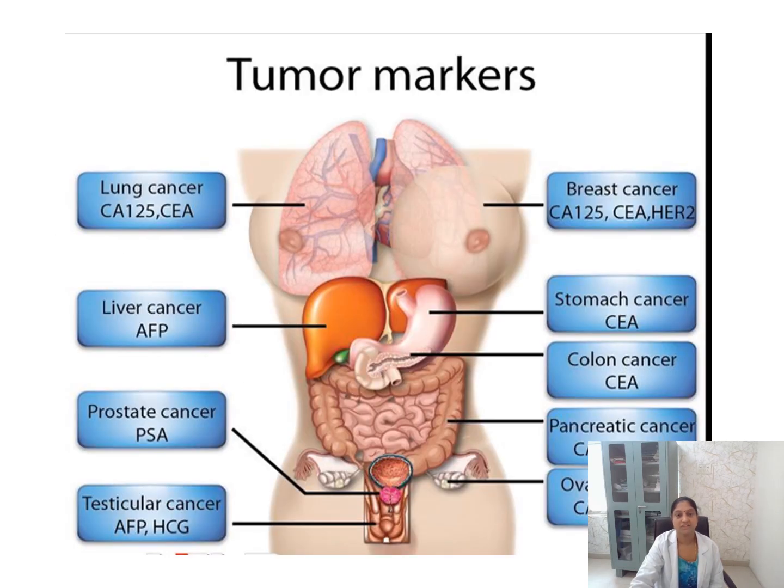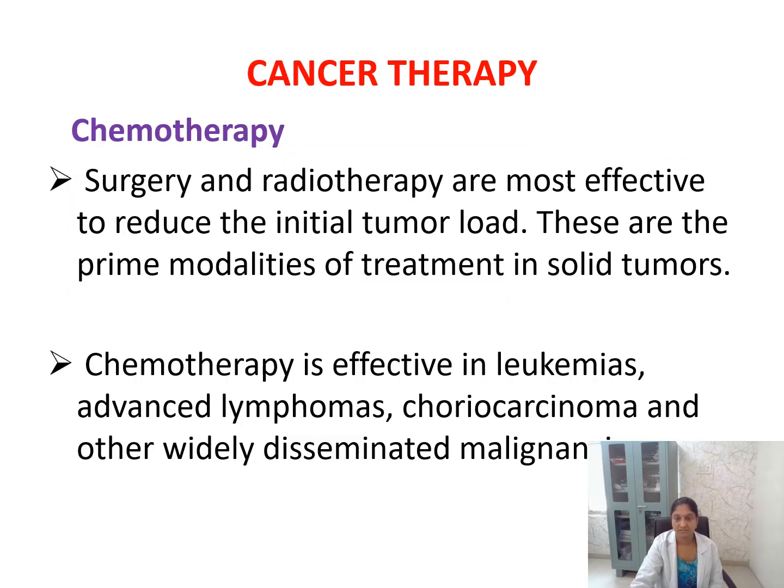So tumor markers: in lung cancer, CA125 and CEA are elevated, and in liver cancer, alpha-fetoprotein is elevated. In prostate cancer, PSA is elevated, and in testicular cancer, AFP and HCG are elevated. In breast cancer, CA125, CEA and HER2 are elevated, and in stomach cancer, CEA is elevated. In colon cancer, CEA is also elevated.